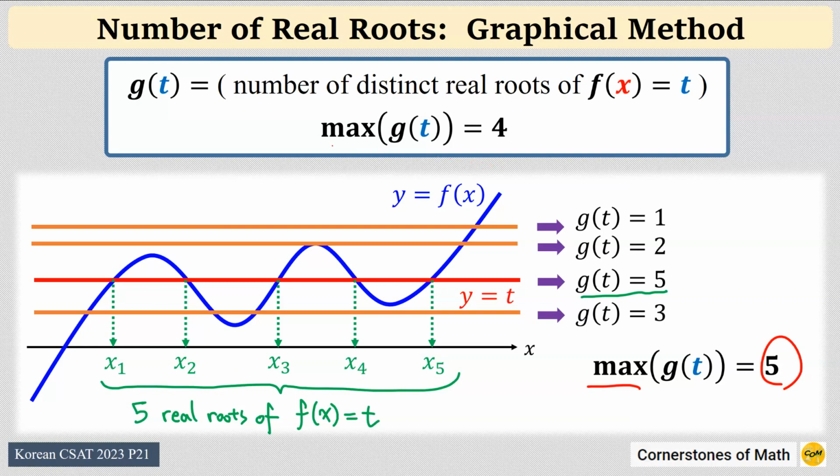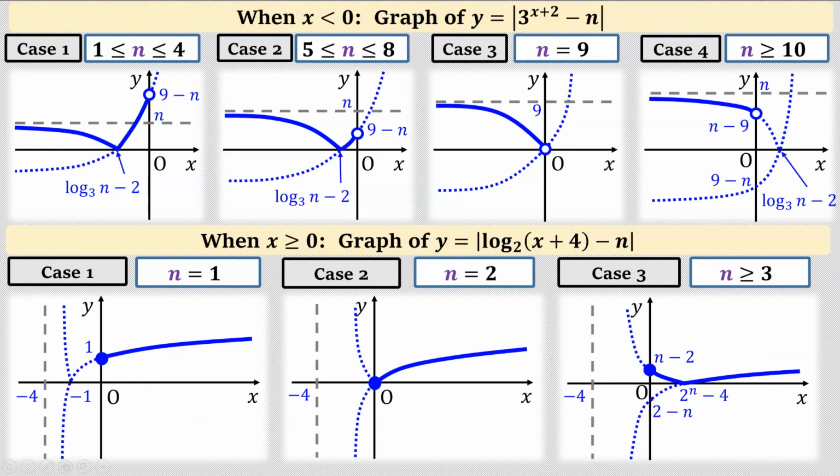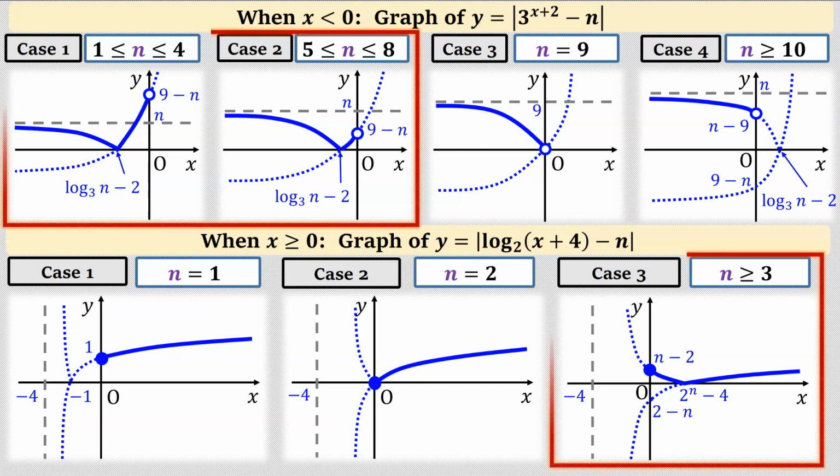Now in the main problem, we want the maximum value of g(t) to be 4. And let's get back to the graphs that we've obtained so far. So these are the graphs. I have already explained every single case shown here. Now, in what cases can we have the maximum number of 4 intersection points with some horizontal line y equals t? Well, they are these cases, right?